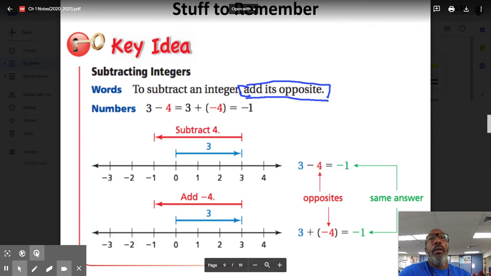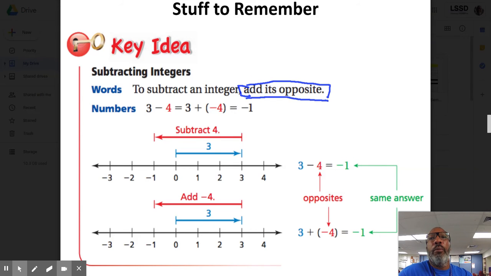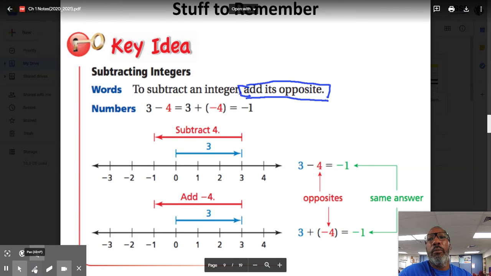Okay. So basically, what am I doing? I'm turning a subtraction problem into an addition problem. Okay, so turn your subtraction problems into addition problems.